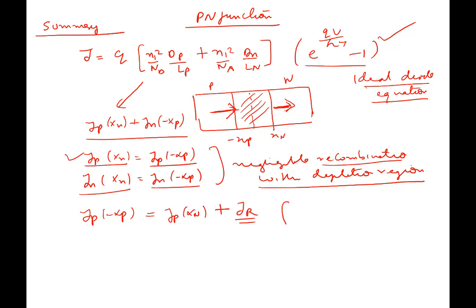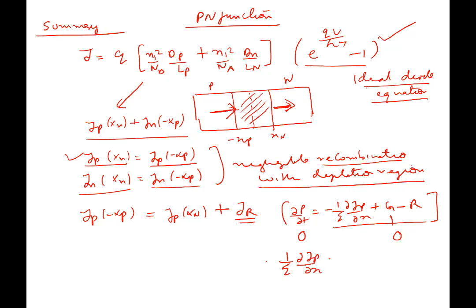If you want to prove this, just write the whole continuity equation. Del P by del T equal to minus 1 over Q, del Jp by del X, plus G minus R. If you're not convinced, put this to 0, there's no generation, no external generation rate, and use this equation, minus 1 over Q del Jp by del X, and what does it tell you? This tells you that 1 over Q del Jp by del X equal to minus R. Or del Jp by del X is minus Q R, the recombination rate.